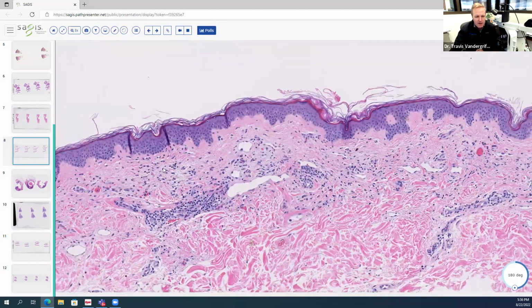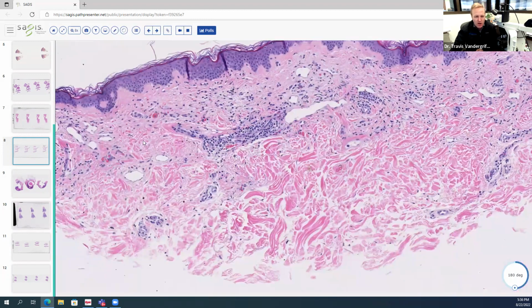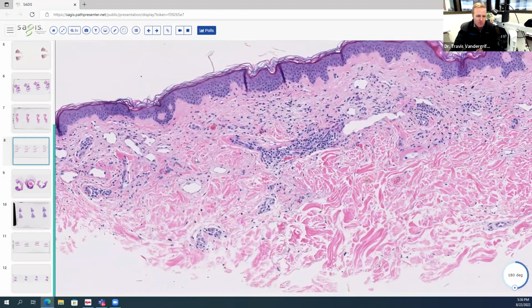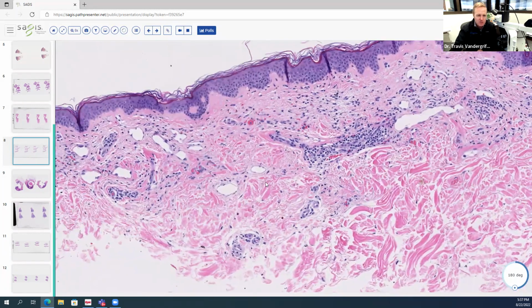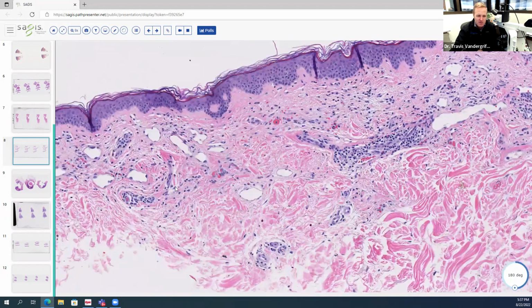If you're concerned or not 100% sure if there's hemosiderin deposition in the stroma, you can do an iron stain or a Perls stain, and that can help highlight that hemosiderin pigment.